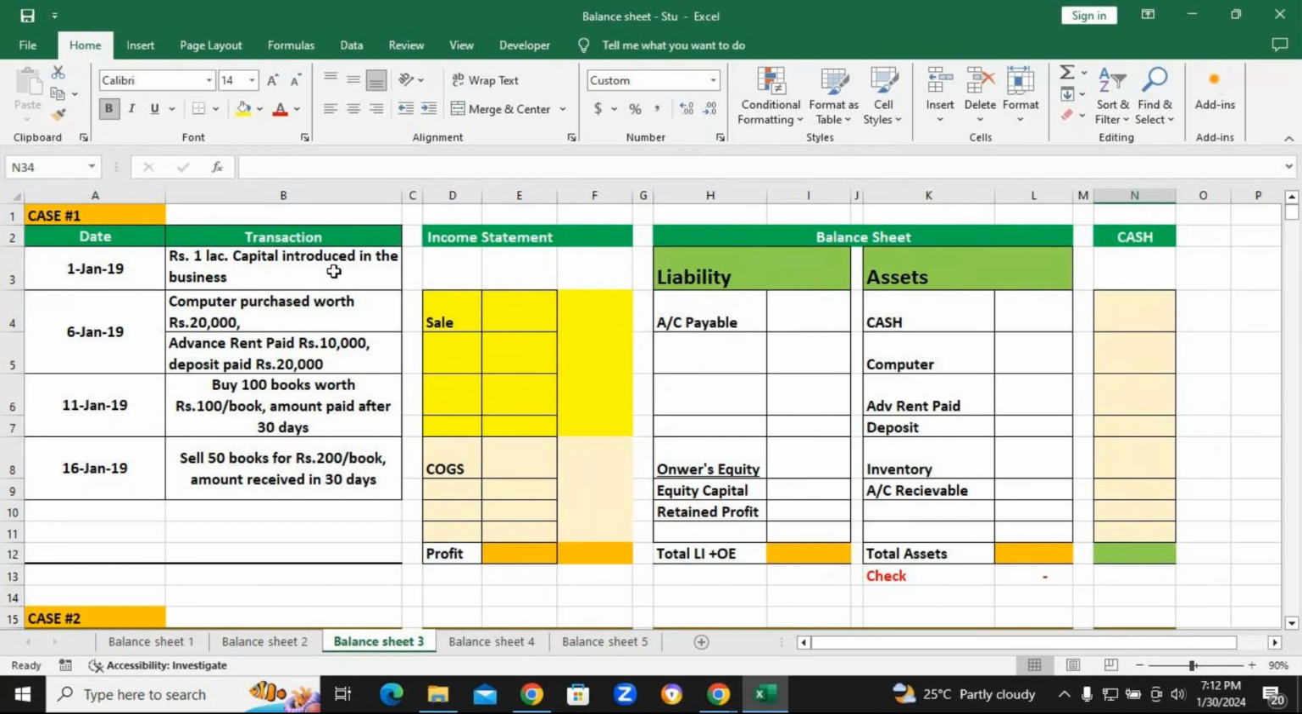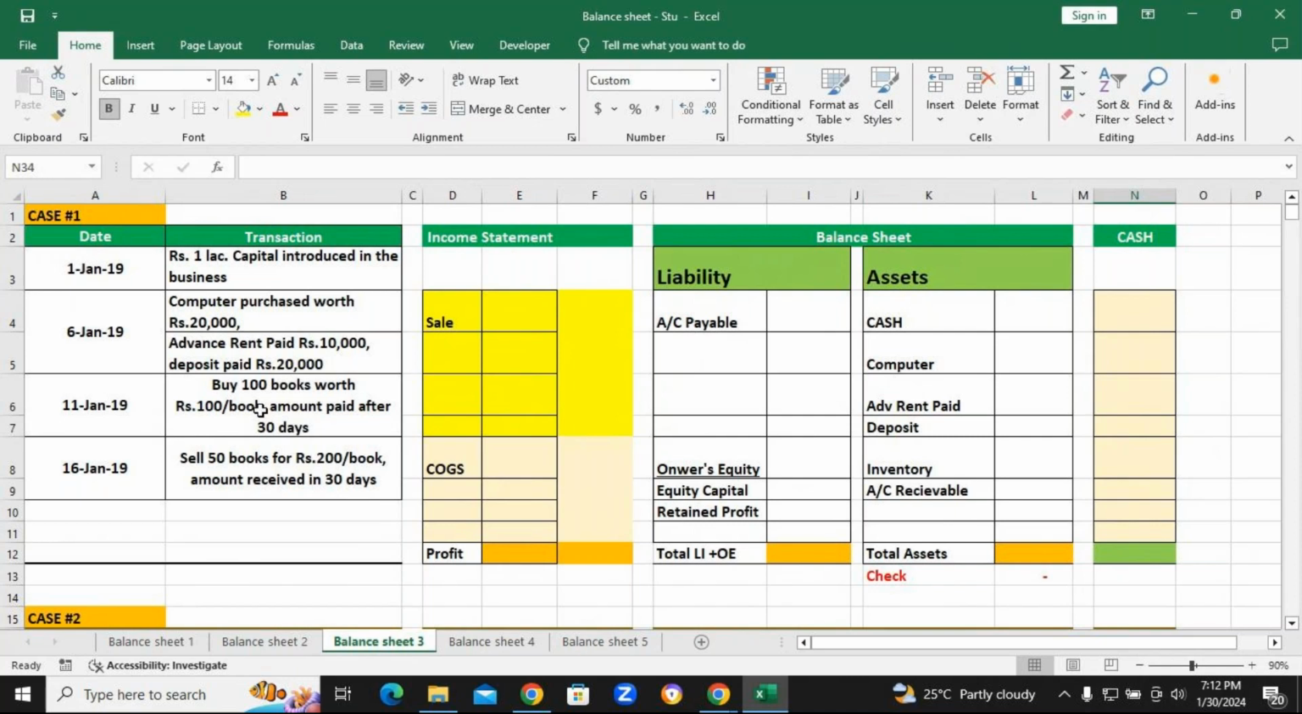On 6th Jan 2019, a computer was purchased worth rupees 20,000, and on that same date advance rent of rupees 10,000 was paid and a deposit of rupees 20,000 was also paid. On 11th Jan, bought books worth rupees 100. So I have bought 100 books at the cost of 100 rupees per book, and I am going to pay this amount after 30 days.